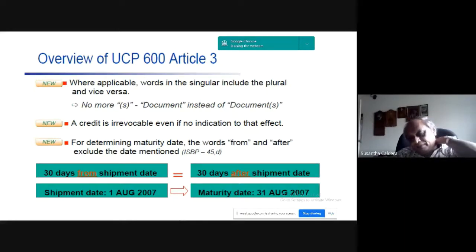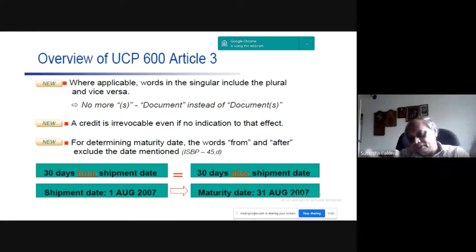Then for determining maturity date. In determining maturity date, the words from and after exclude the date mentioned. Exclude the date mentioned. Right? It says 30 days from shipment date. 30 days from shipment date is similar to 30 days after shipment date.